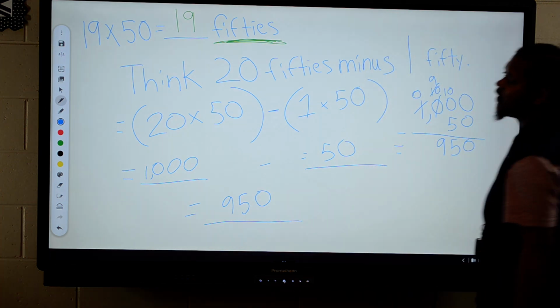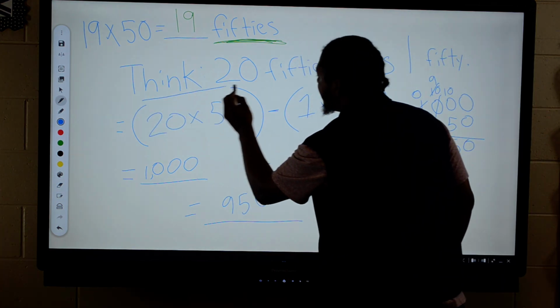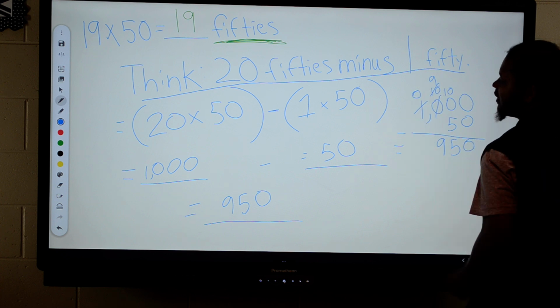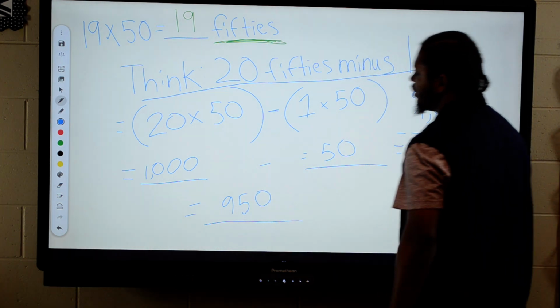Each time they're going to tell you what to think. You're going to use this line right here to help you fill in your blanks for the rest of the equation.